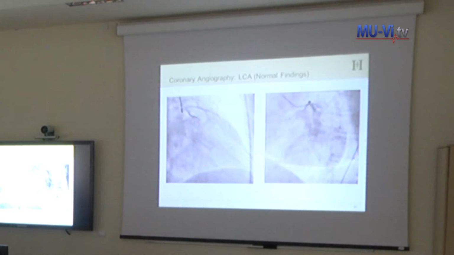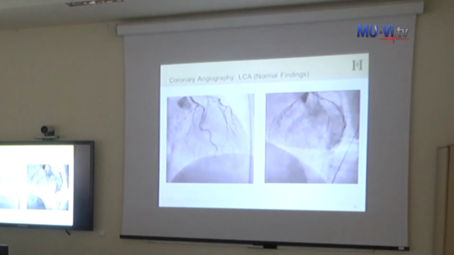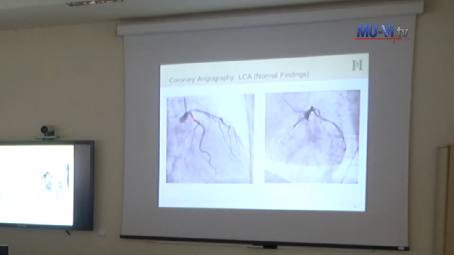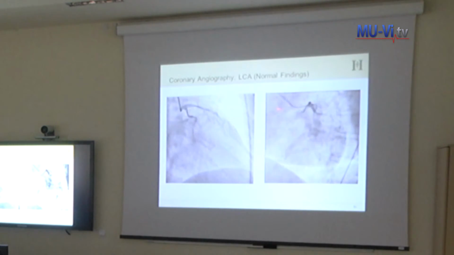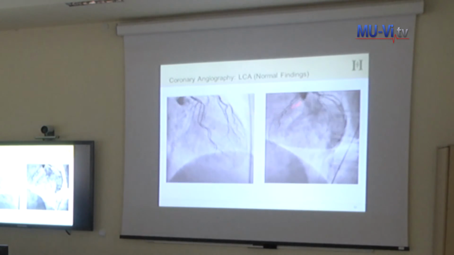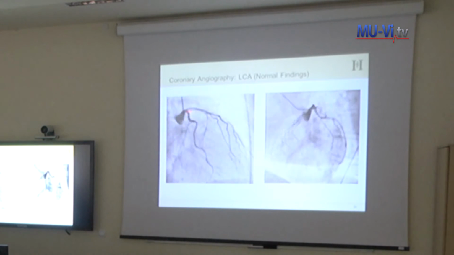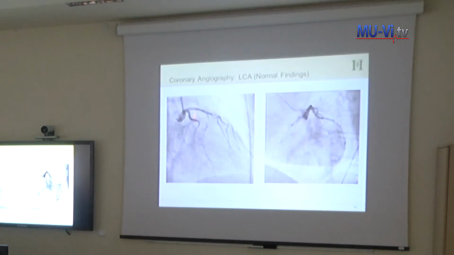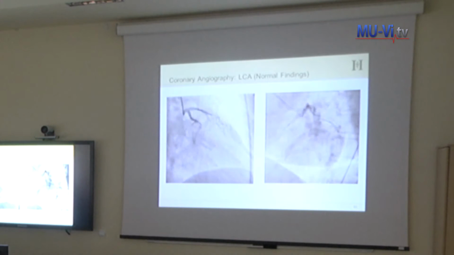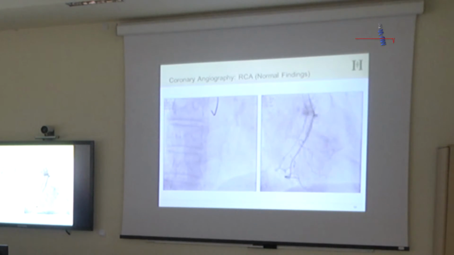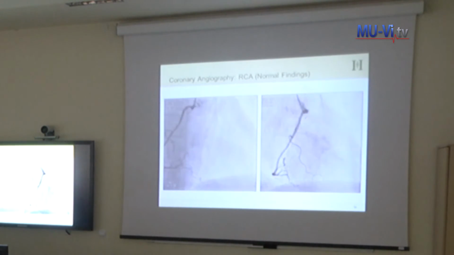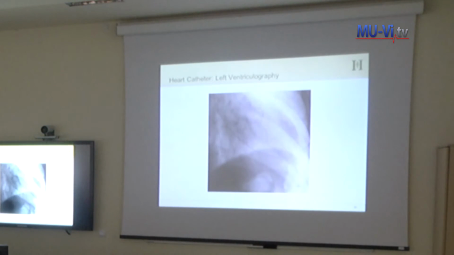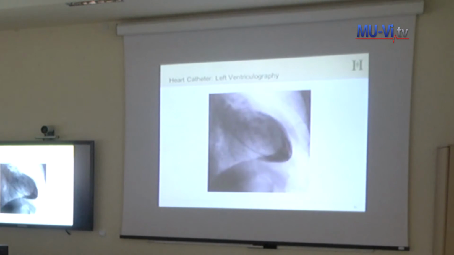These are normal findings of the left coronary artery. What you see here is the main branch and the RCX and the LAD, which divide shortly after the main branch. Normal findings, no stenosis. The following is the right coronary artery. Normal findings, no plaque. And this is the left ventriculography.